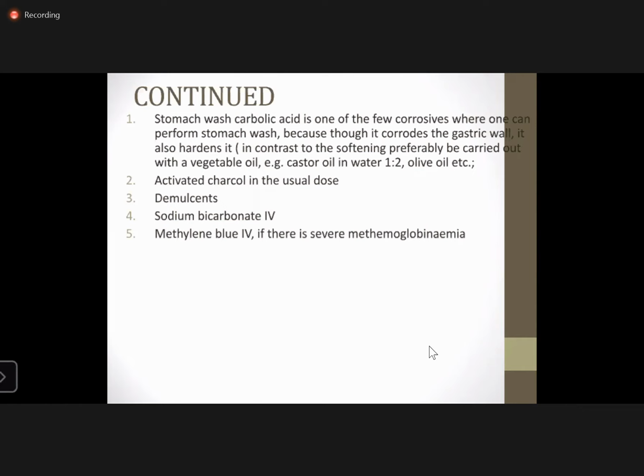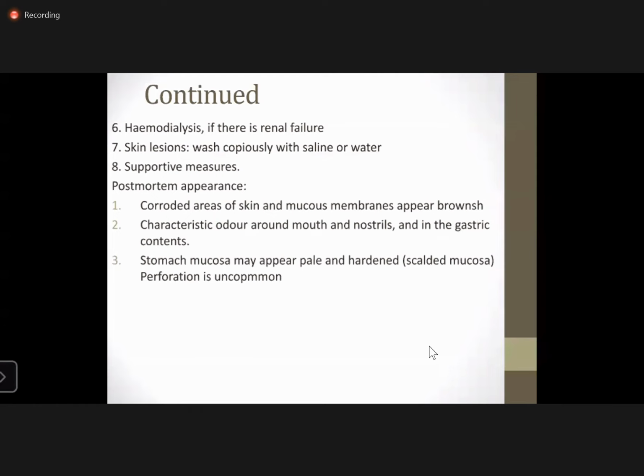And after gastric lavage, you leave 30 grams of magnesium sulfate or liquid paraffin in so that it has the opportunity to act and remove the poison. Demulcents, which form a protective layer, can be given, for example egg white and sodium bicarbonate. If methemoglobinemia occurs, then you have to give methylene blue in severe cases. In case of renal failure, you perform dialysis. Lesions again are washed with large amounts of saline or water, and supportive measures are given.